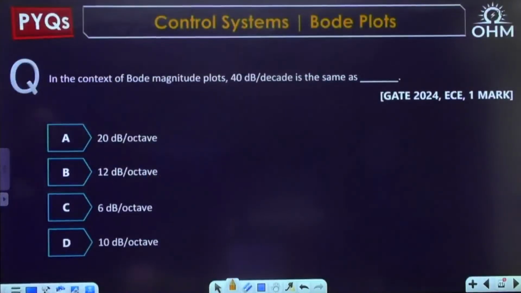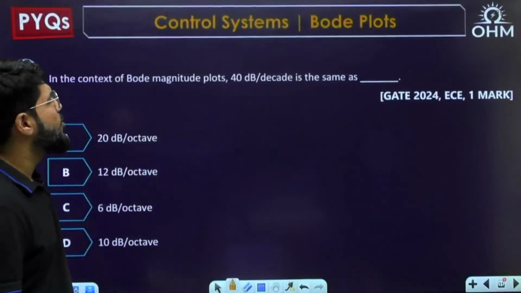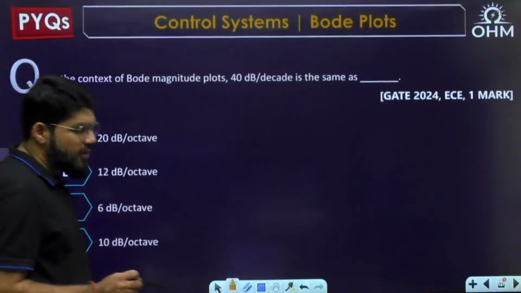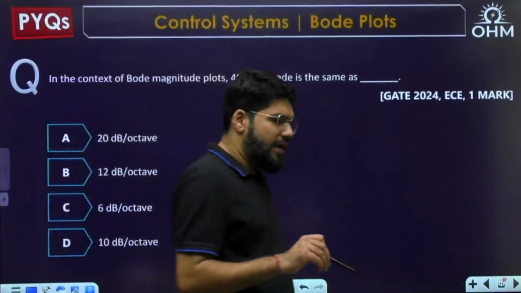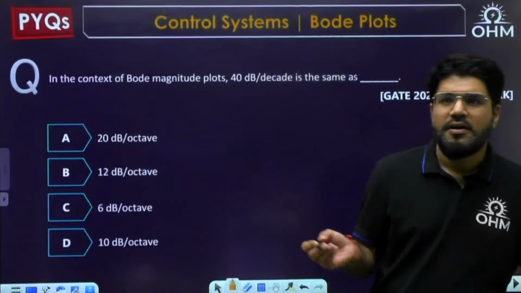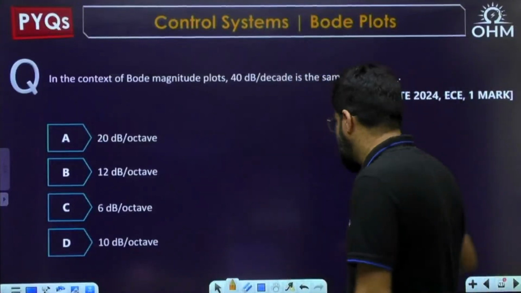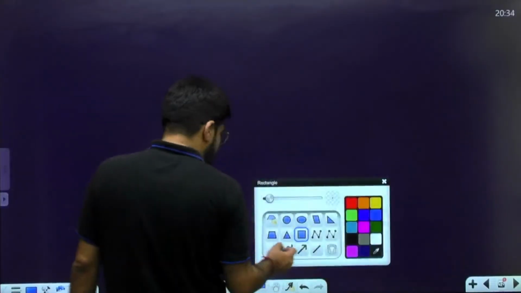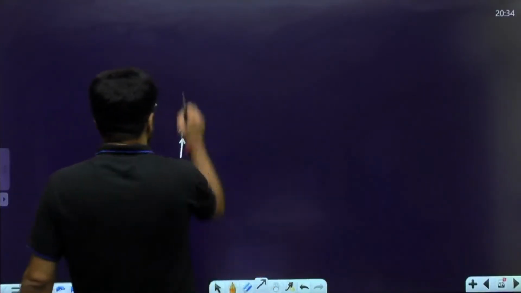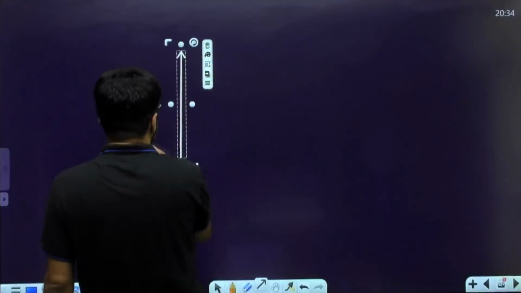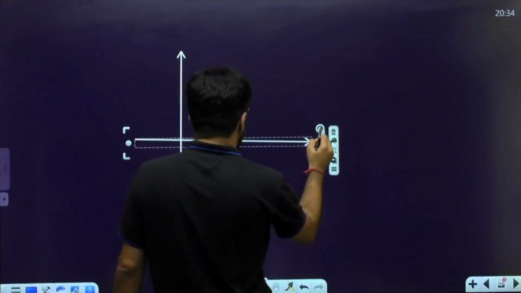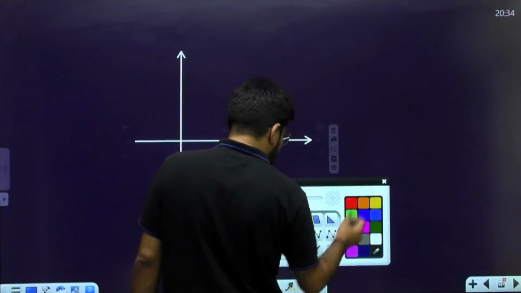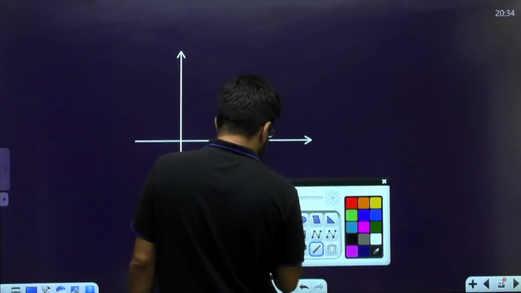In the context of the Bode magnitude plot, there is slope conversion. There is another unit of slope known as decibel per octave, besides decibel per decade. Let me explain. What is an octave? An octave is a factor of 2. Let me explain with 20 decibel per decade. If you know the previous answer, please do comment.